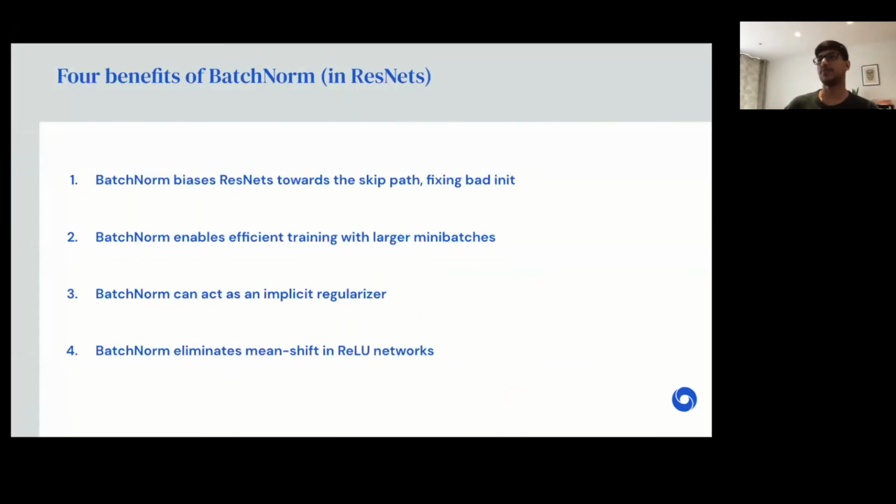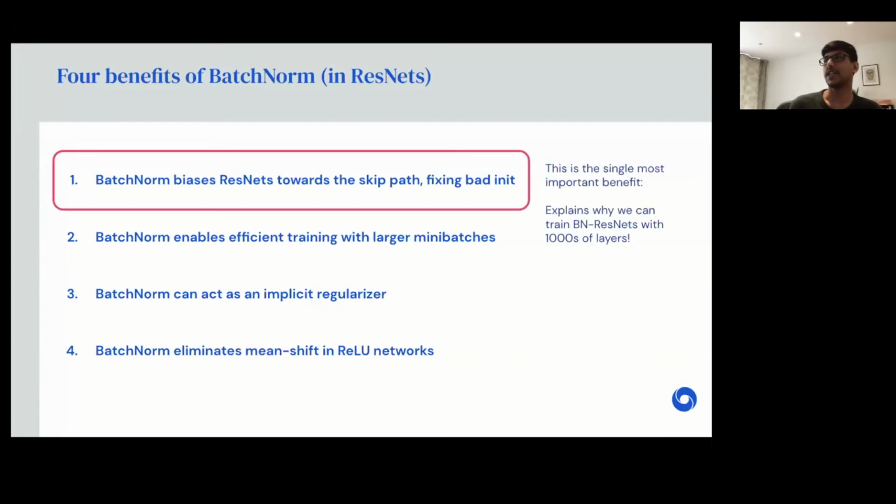So for studying what benefits batch norm provides on ResNets, here's a summary of that. It provides four main benefits. Batch norm biases ResNets towards the skip path, which fixes bad initialization in our networks. We show that batch norm enables efficient training with larger mini-batches. It can act as an implicit regularizer, which improves performance on the test set. And it can eliminate a mean shift that can arise in ReLU networks.